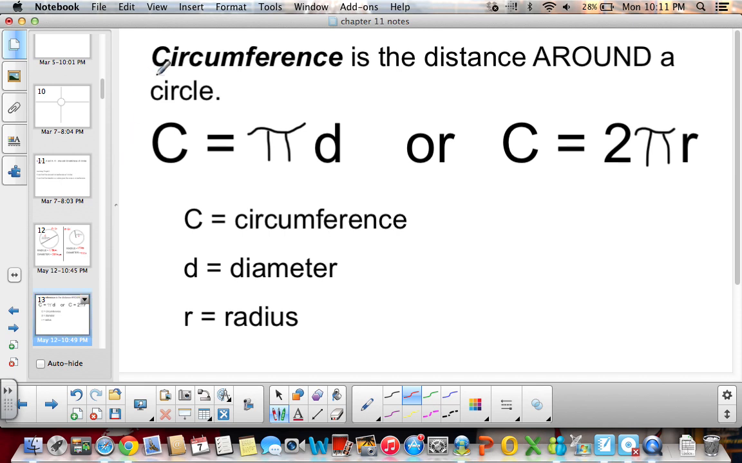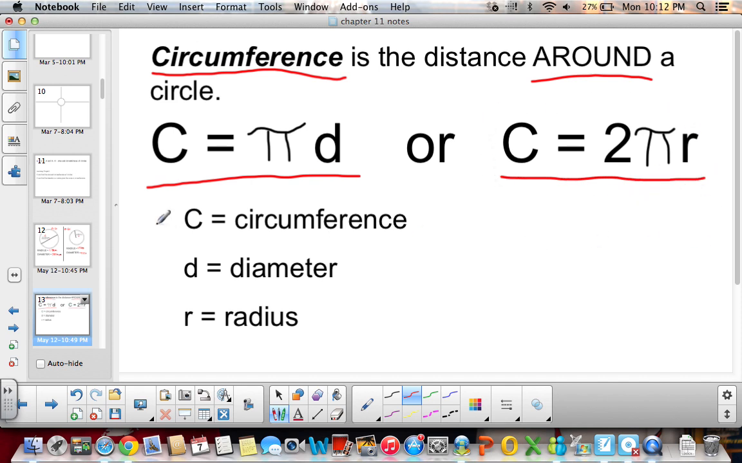So the circumference, you want to write this word in your notebook, is the distance around a circle. It's kind of similar to perimeter, but instead it's the circumference, and we measure the distance around the circle. So the formula is C equals pi times diameter, or 2 times pi times radius, because remember 2 times the radius is the same as the diameter. So these are the same things, it's just if you're given the diameter or if you're given the radius. So write both of these down and circle them. C is circumference, D is diameter, R is radius.